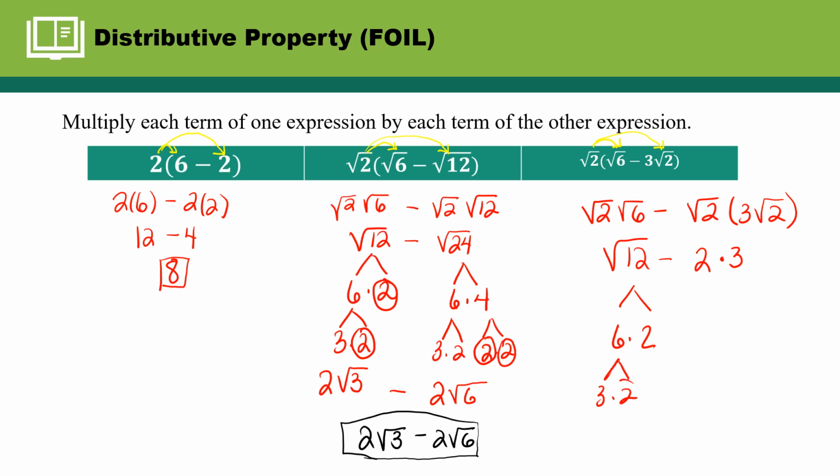So that is going to be, sorry, it's going to be 2 times the square root of 3 minus 6. 2 times 3 is 6.